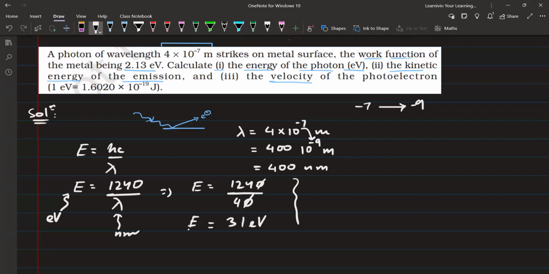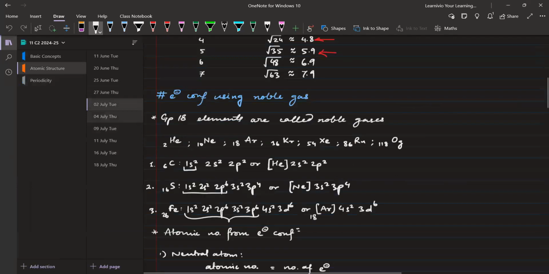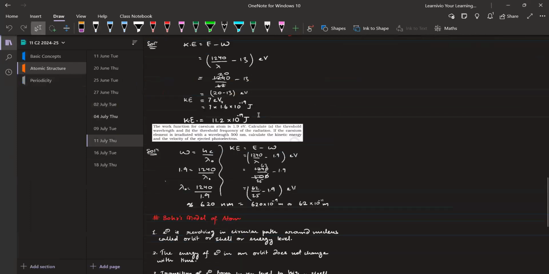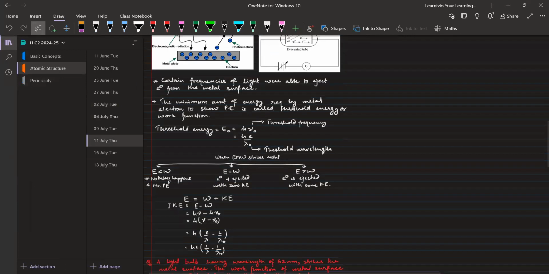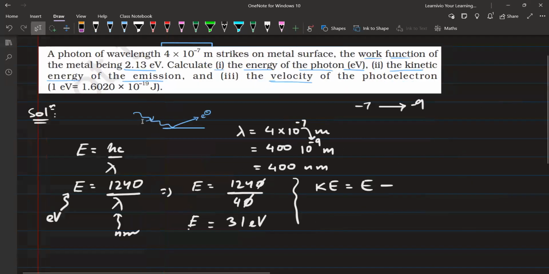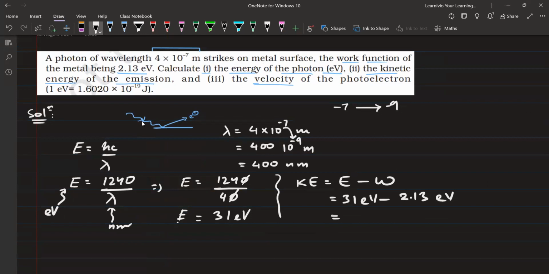Now, after that, you have to calculate the kinetic energy. We know that kinetic energy will be equal to the energy of the photon minus the work function, or phi. Have I used the word phi in your case? I don't think so. Mostly we use W as work function. Kinetic energy is equal to E minus W. Alina had a doubt in atomic structure. Energy is equal to 31 electron volts minus W. W is given as 2.13 electron volts.